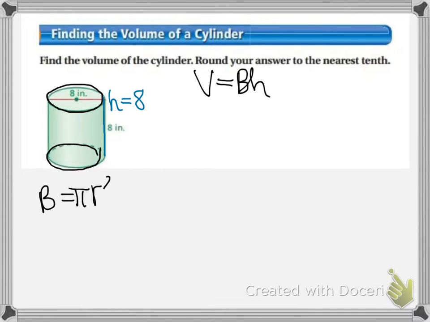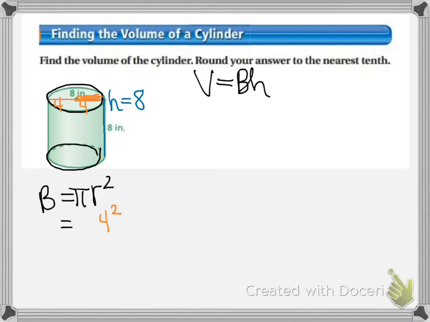Pi r squared. Now, this one's a little tricky because this 8 does not stop in the middle of the circle. I can see that because the line actually goes all the way across. That's what we call the diameter. For the radius, we would want only this part, only from the edge to the center. Well, doesn't it make sense that each one would have to be 4? Because 4 and 4 together would make that 8. Okay, so the radius is the 4.